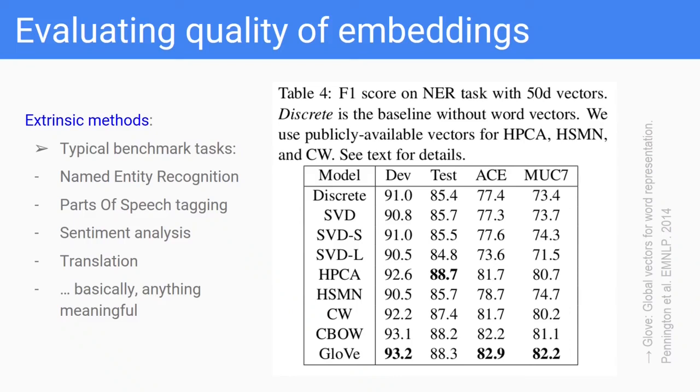This is an example of a paper, that paper over there, where they use many different algorithms. You see that CBOW and GloVe are not the only ones, there are many other ones. And they saw how, in the test set and in other types of tasks, how well they were working compared to the others.